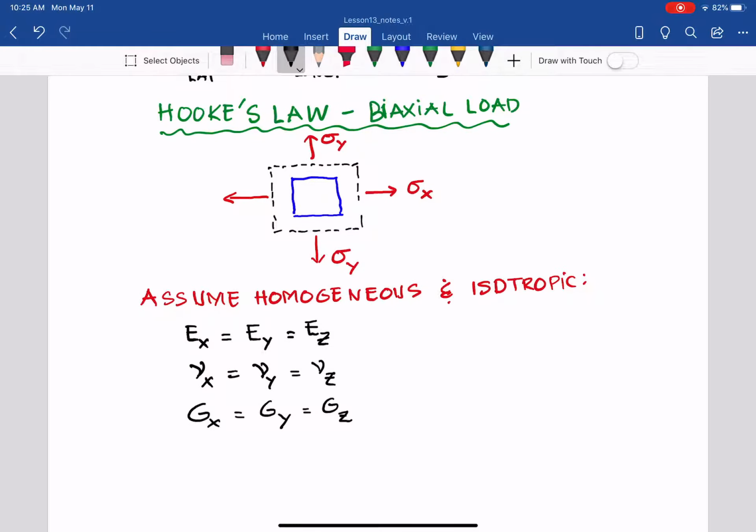How about the general load? It does not need to be biaxial, it can be shear, 3D, etc. So the last one we call the generalized Hooke's law.